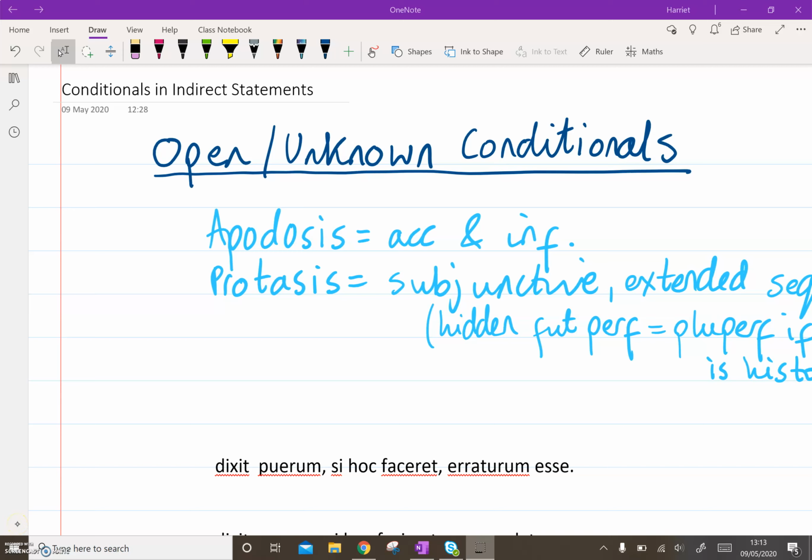Okay, boys, so next grammar is conditionals within an indirect statement. Now, there are similarities here between conditionals and time clauses and relative clauses, all within an indirect statement. The main similarity is that the subjunctive is involved. So we're going to start with open or unknown conditionals. So ones that could potentially happen, or ones that are happening or have happened, but the reader is unaware of. So they've all got an idea of potential.